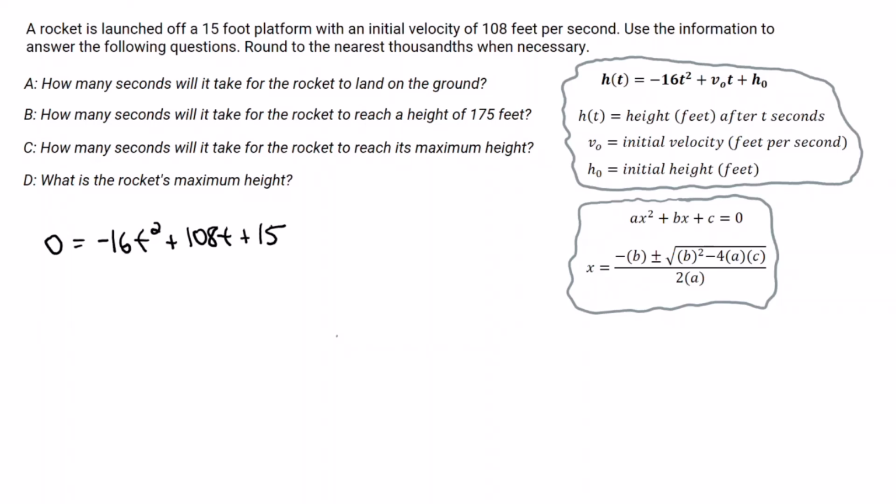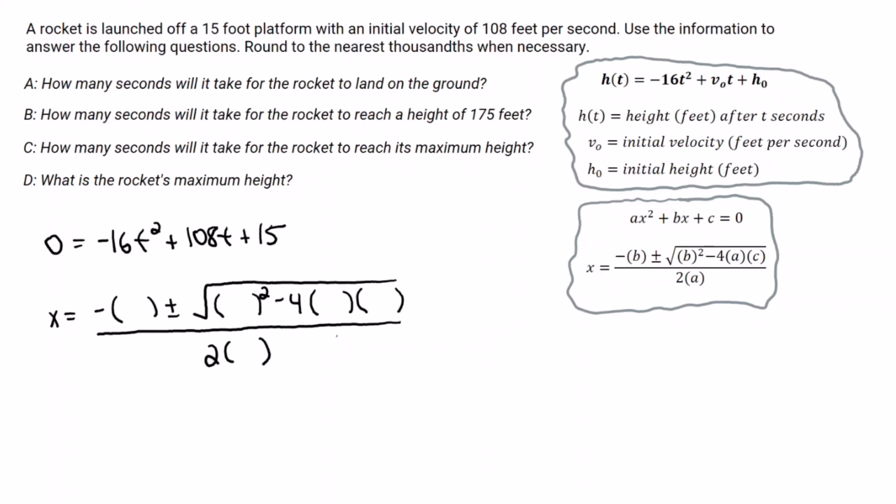I'm going to start by setting it up, and now I'm going to plug in my a, b, and c values. So you can see that the a value right here is in front of the x squared, which is negative 16. I'm going to plug it in here and there. Then I'm going to plug in my b value, which is in front of that t, right? So that's going to go there and there. And I'm going to plug in my c value, which is the constant, which is 15, and it's going to go right there. So now I'm going to simplify.